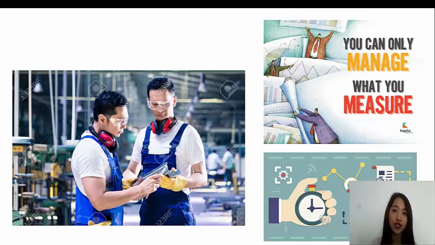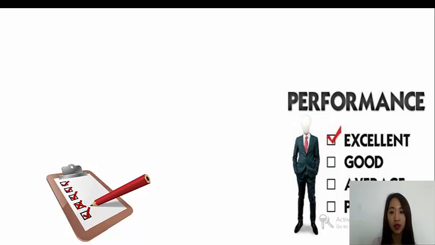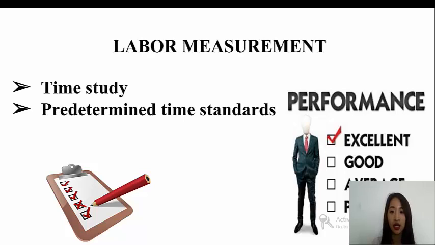Okay, let's move on to the next part, labor measurement. If managers want to manage the labor resources effectively, then there must be some ways of measuring the use. And there are three primary methods, which are time study, predetermined time standards, and work sampling.